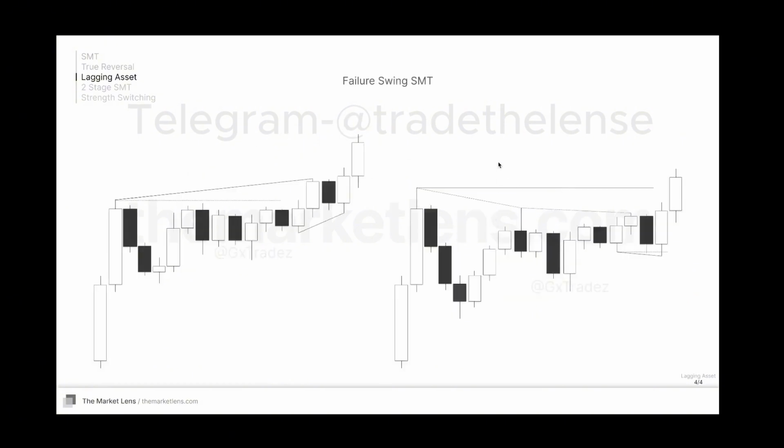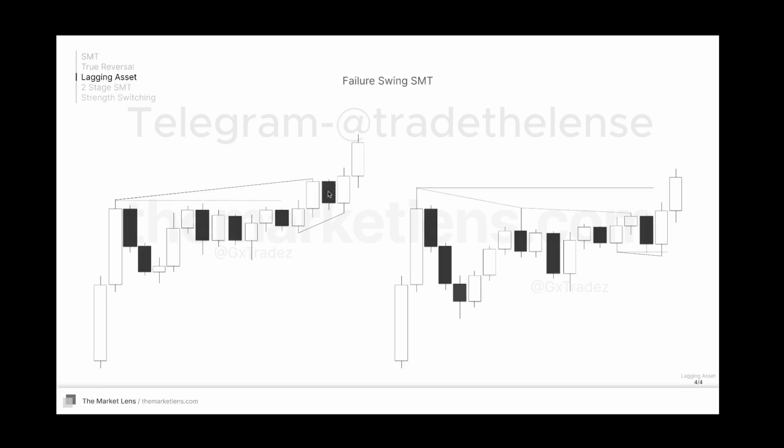Now here are some forms of SMT that I don't deem to be high probability. It's when both assets have failure swings, and one asset sweeps those failure swings, while the asset that doesn't is very close to those failure swings. It's almost creating equal highs. I will never trust this as an SMT. It's generally always going to fail, right? Especially if this asset fails to reverse from here.